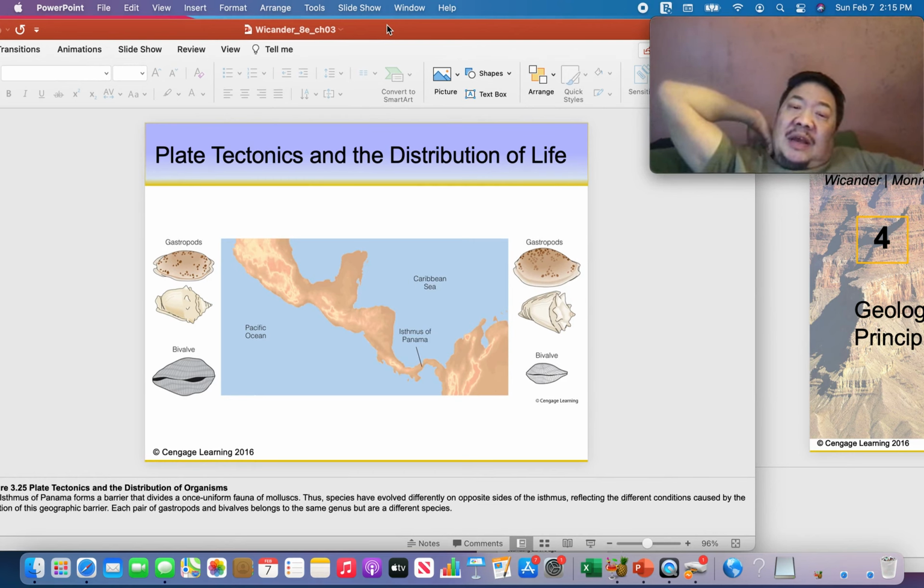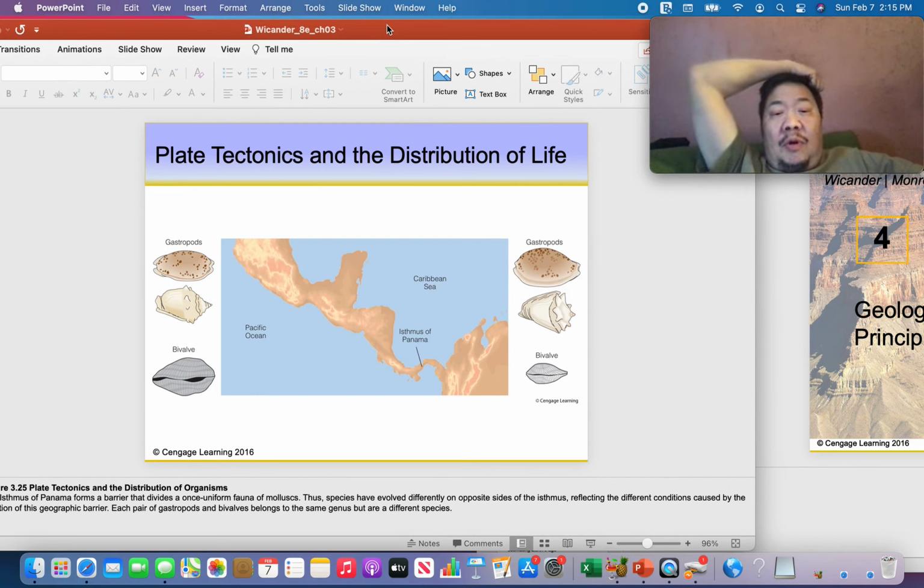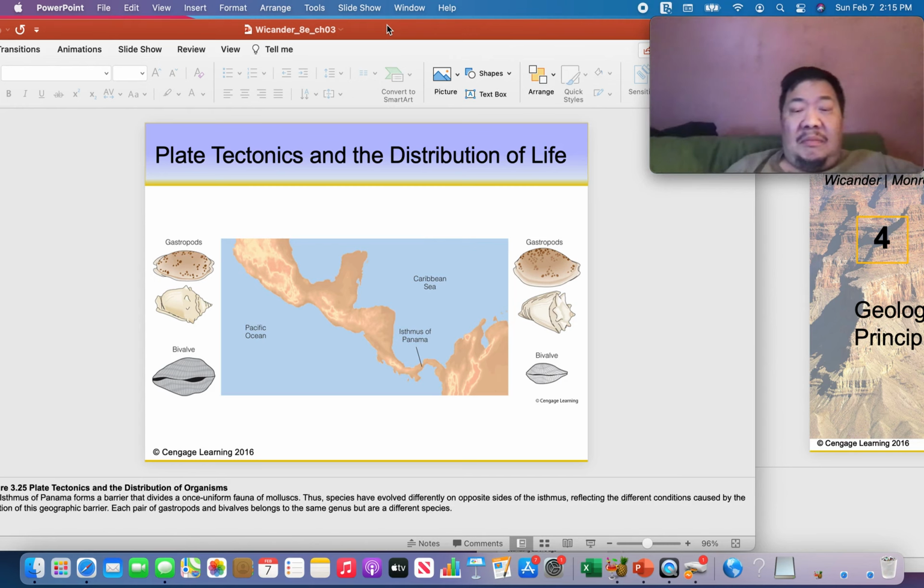The other thing that plate tectonics affects is the distribution of life. And when we're talking about life in geology, we're mostly interested in extinct life. Species that used to exist but no longer exist. We're also interested in how species have evolved or changed with time. And plate tectonics can affect the way species change.